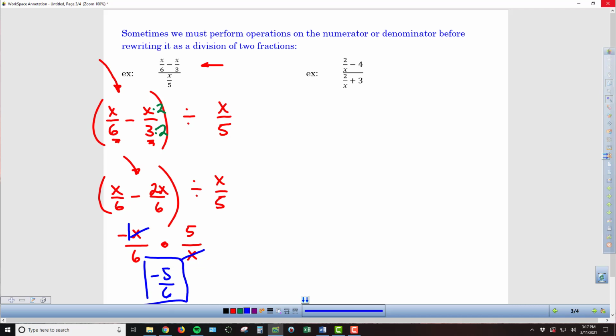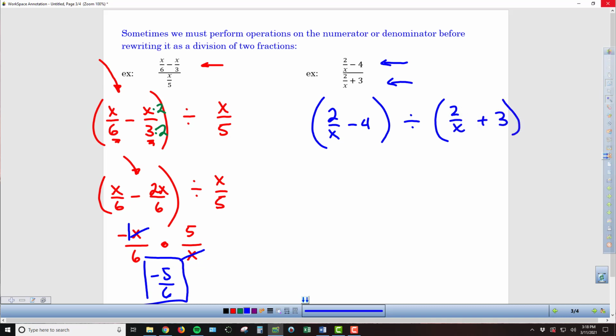Second one, we have some addition or subtraction that's happening in both the numerator and denominator. So again, I'm going to first rewrite it in my horizontal format. So 2 over x minus 4, and then divided by 2 over x plus 3. So I have to resolve what's happening inside each of these sets of parentheses first, then I can go ahead and do the division. So I'm going to put both of these over 1 here. So we've got 2 over x minus 4 over 1.